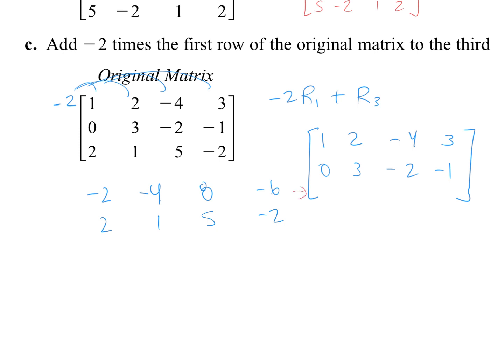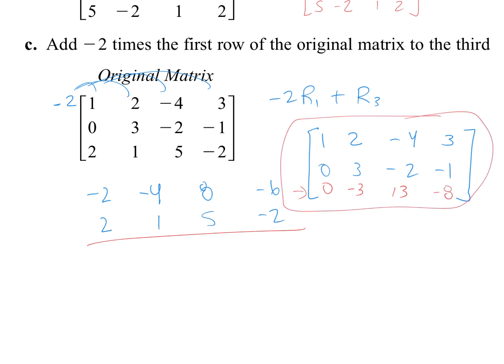So what's negative 2 and positive 2? 0. What's negative 4 and 1? Negative 3. What's 8 and 5? 13. And what's negative 6 and negative 2? Negative 8. Now, on WebAssign, they're going to tell you different things to do.